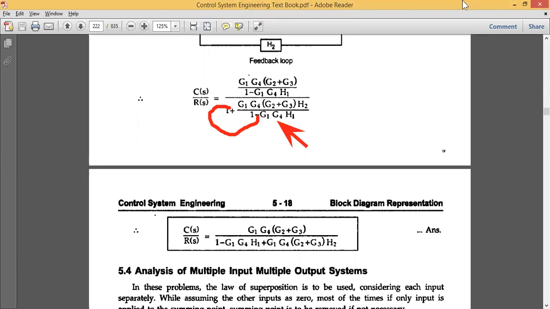So in this way you need to solve the problem. You need to solve the problems. Okay, so with this I will stop.